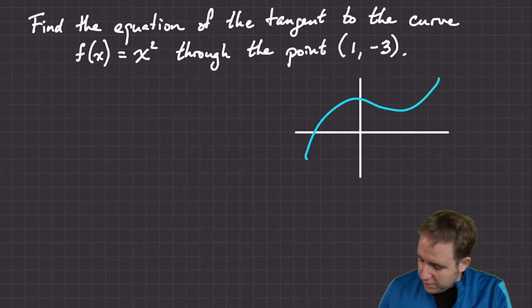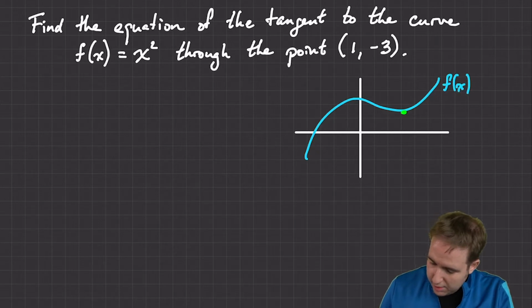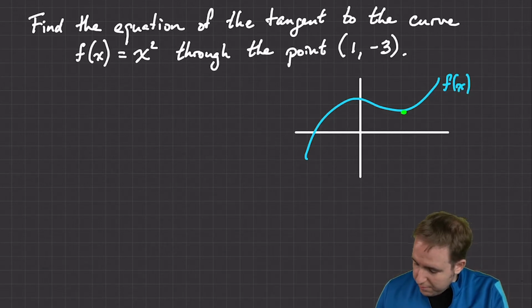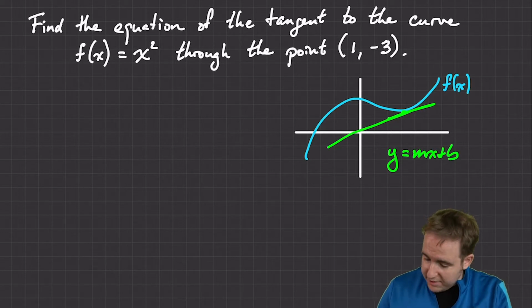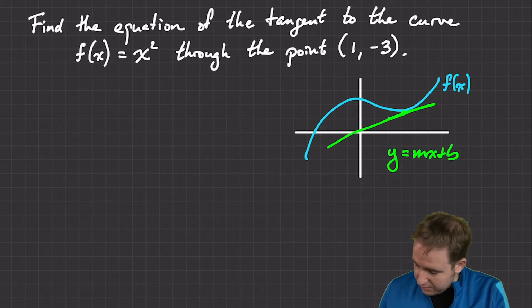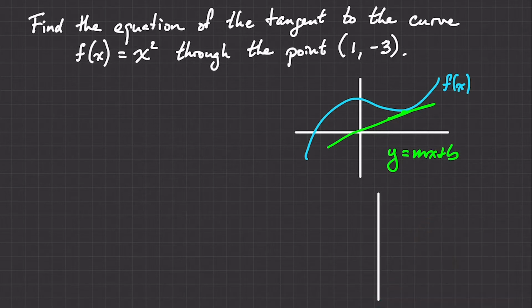You have some function, f of x. You're given a point. You find the derivative, which means you have a slope. And then you find the equation of that line, and it looks like y equals mx plus b, and you get to go home.